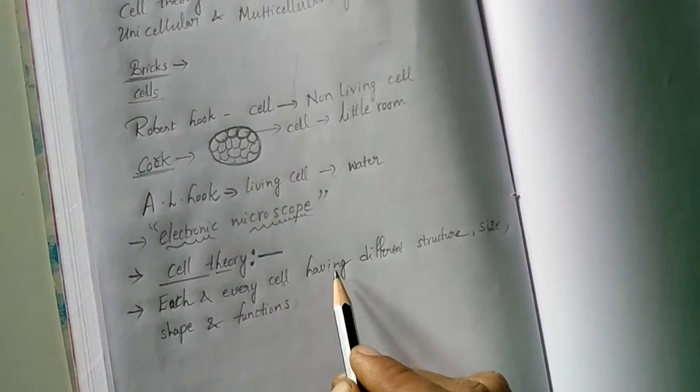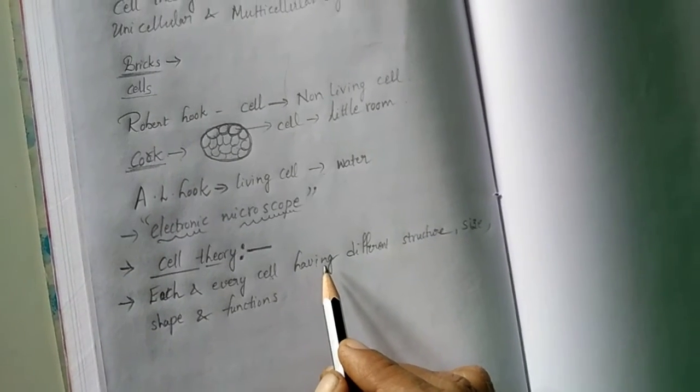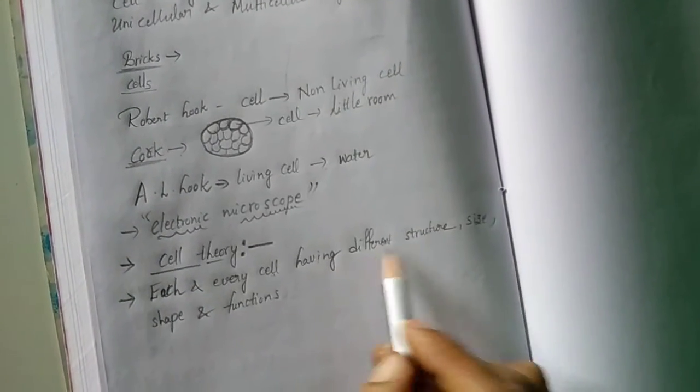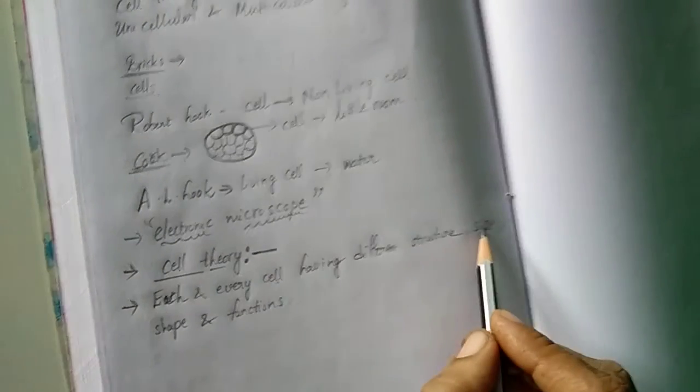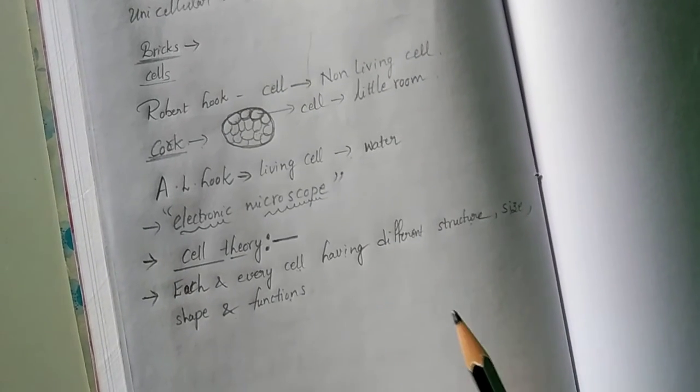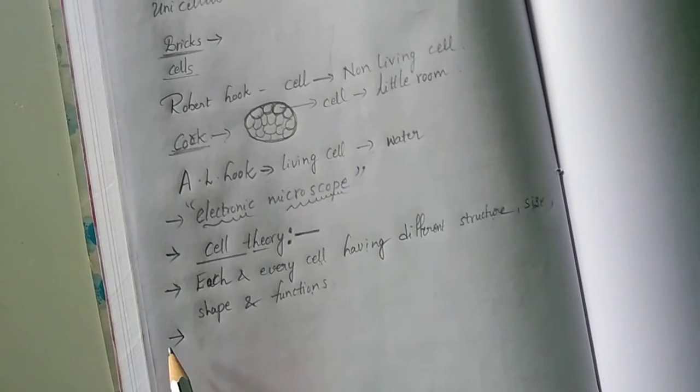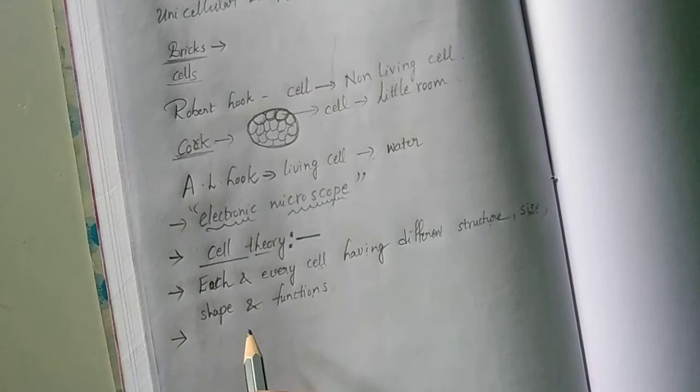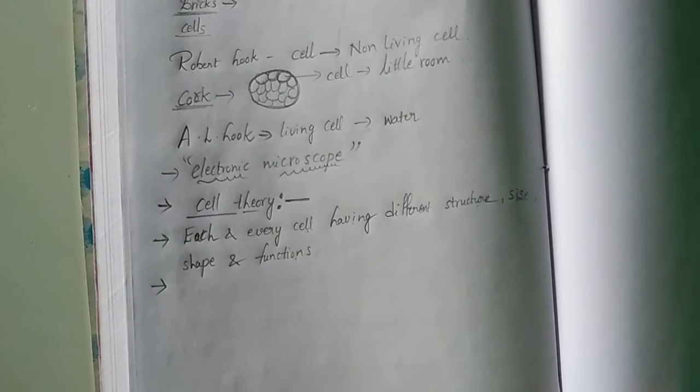So each and every cell is made up of a number of atoms and molecules, of course, but every cell is different in structure. It is different in size, shape, and also function. So based on its characters, the cell will do different functions. It will participate in different processes. For example, in our body there are cells present in the heart, cells present in the lungs, and cells present in the kidneys. When the cell is present in the heart, it will participate in the blood circulation.